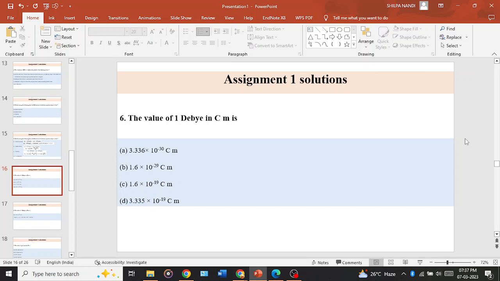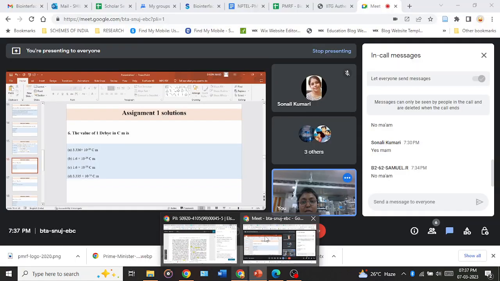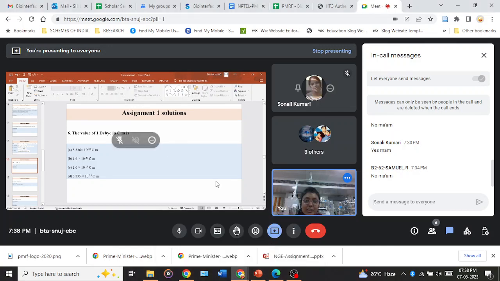So what is this D? D is the unit of, any guesses? I think this is basic chemistry. You might have learned it in class 11th or 12th, I guess.